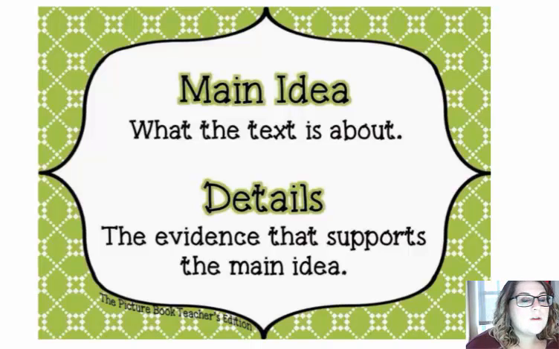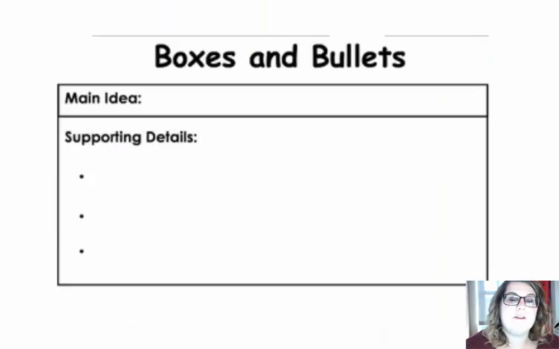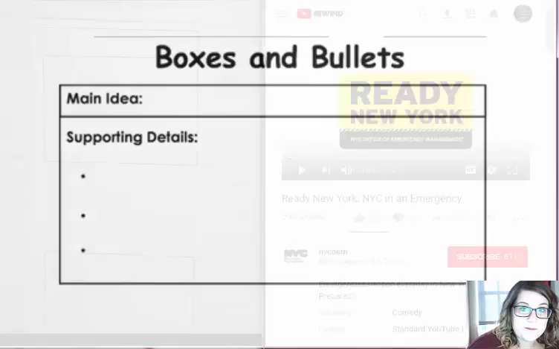So in order to find this main idea, because in this video it was implicit or it was hidden, we're going to pull on a strategy that we talked about a few weeks ago called boxes and bullets. In this strategy, we're going to start by taking a look at some of the supporting details and jotting them down, and then trying to put those together to determine what was the main idea. So I'd like you to watch me as I do this.